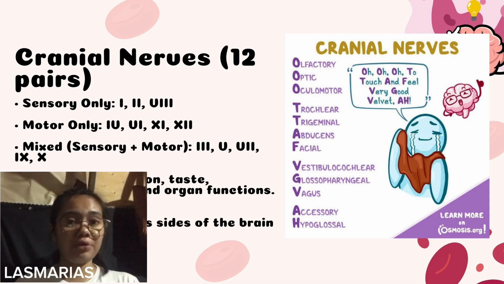So in order to remember the 12 cranial nerves, we have the mnemonic, as you can see. And also, fun fact, the vagus nerve is the longest cranial nerve, while the trochlear nerve has the longest intracranial course.